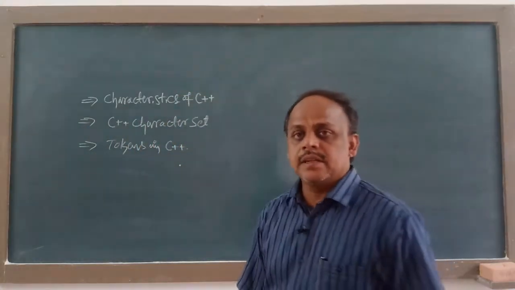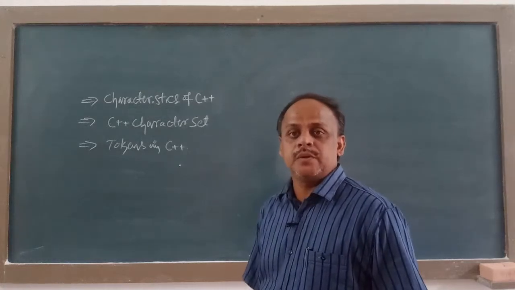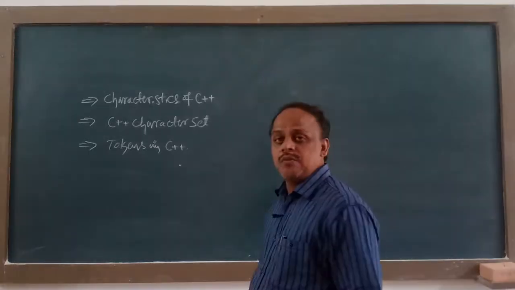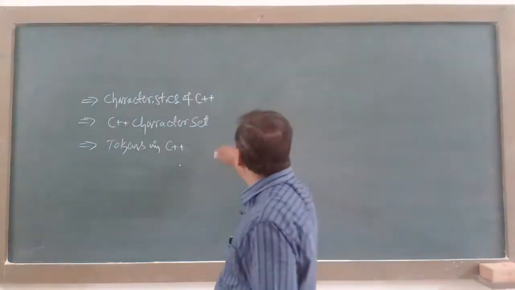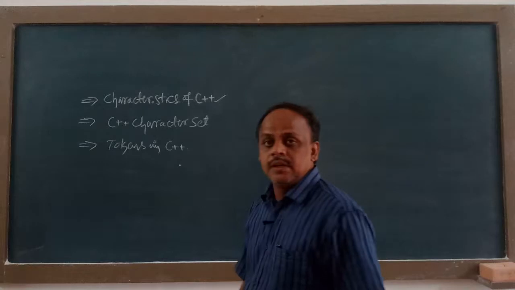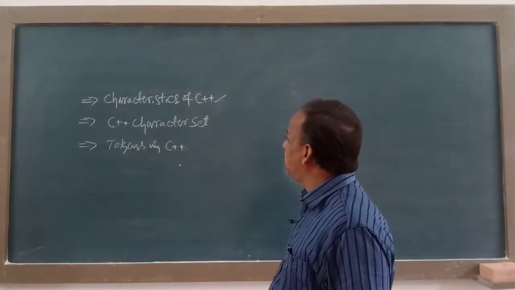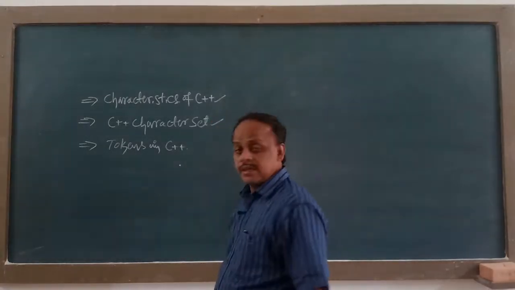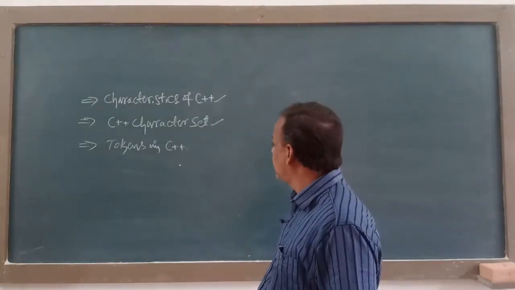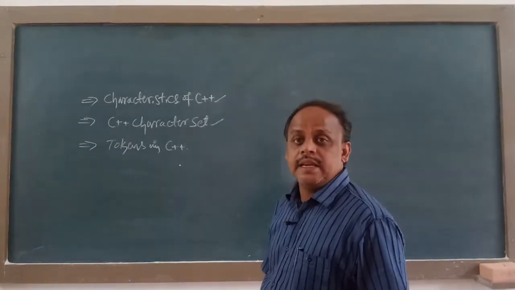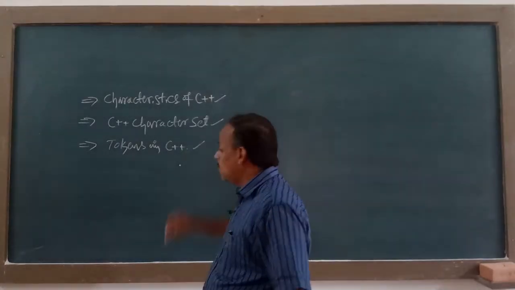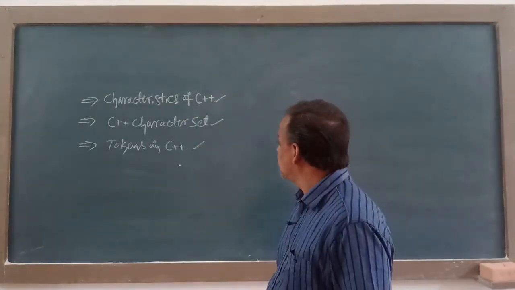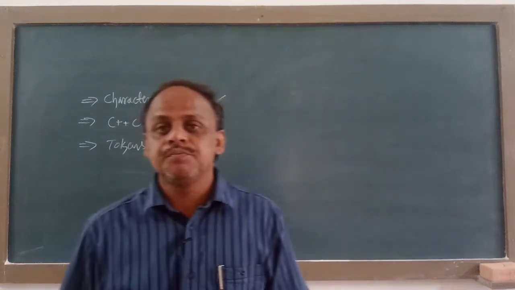See here, these are the topics we are going to discuss in this class. First one is characteristics of C++. Second topic is the C++ character set. What is meant by character set in C++? And the third topic is tokens in C++. What is meant by a token in C++? These are the topics we are going to discuss right now.